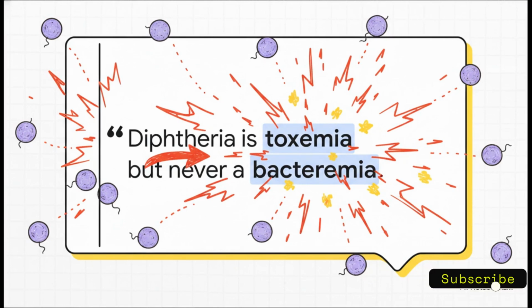Okay, if you write down one thing from this whole explainer, make it this. Diphtheria is a toxemia, not a bacteremia. I'll say it again, toxemia, not bacteremia. This is crucial. The bacteria themselves don't go for a swim in the bloodstream. They stay put. It's the toxin that gets into the blood and causes all the systemic trouble.